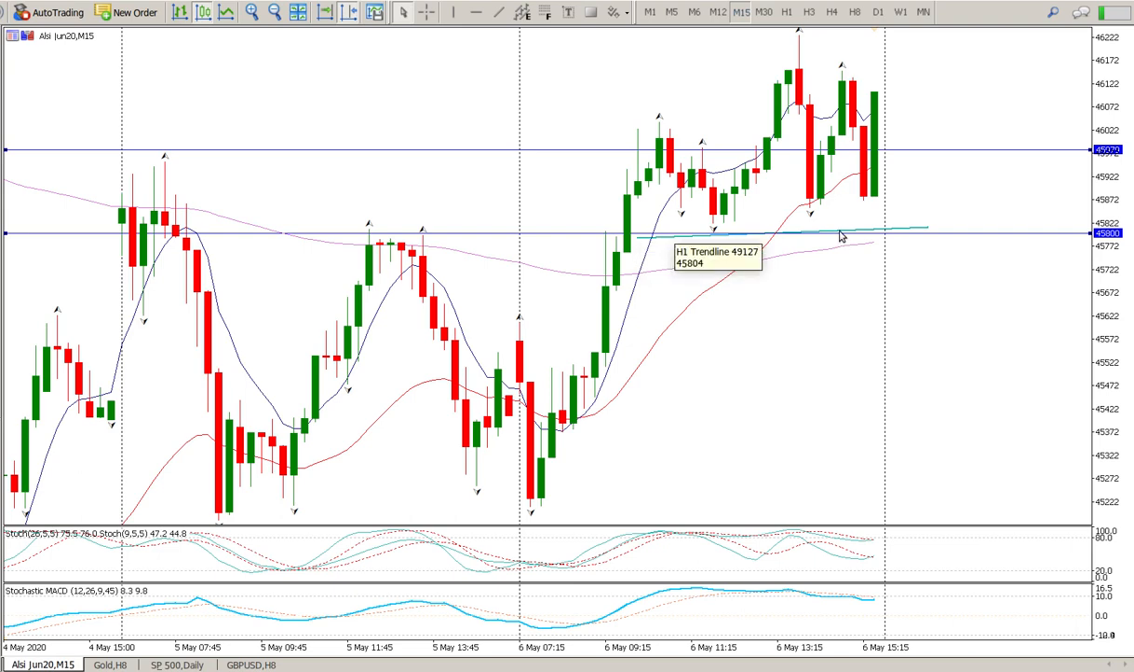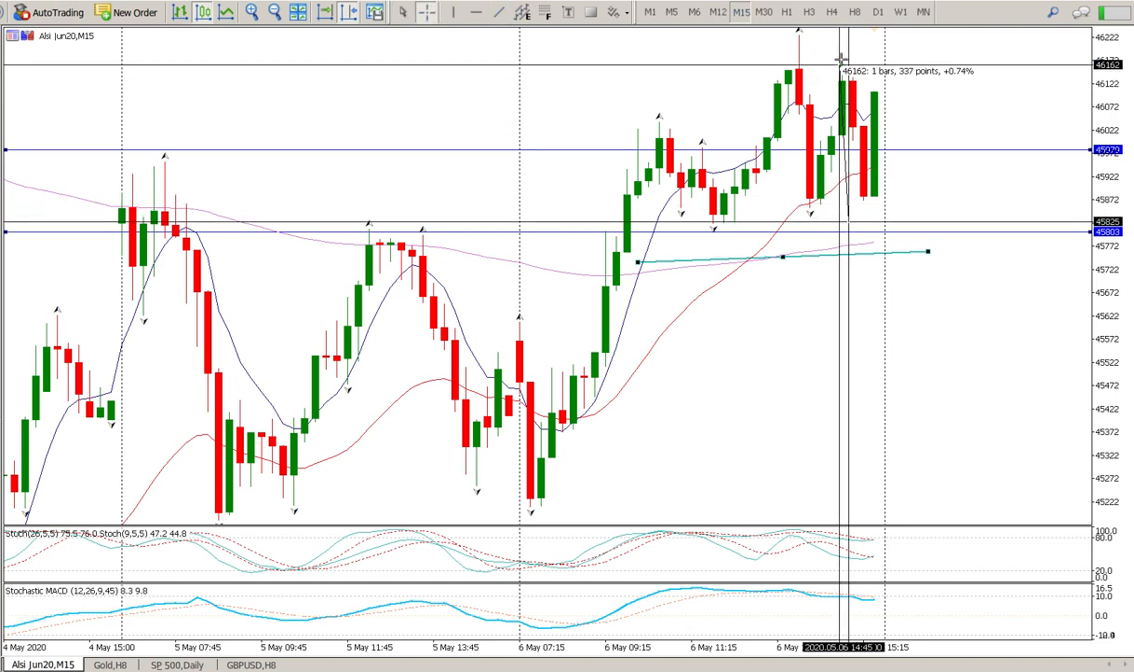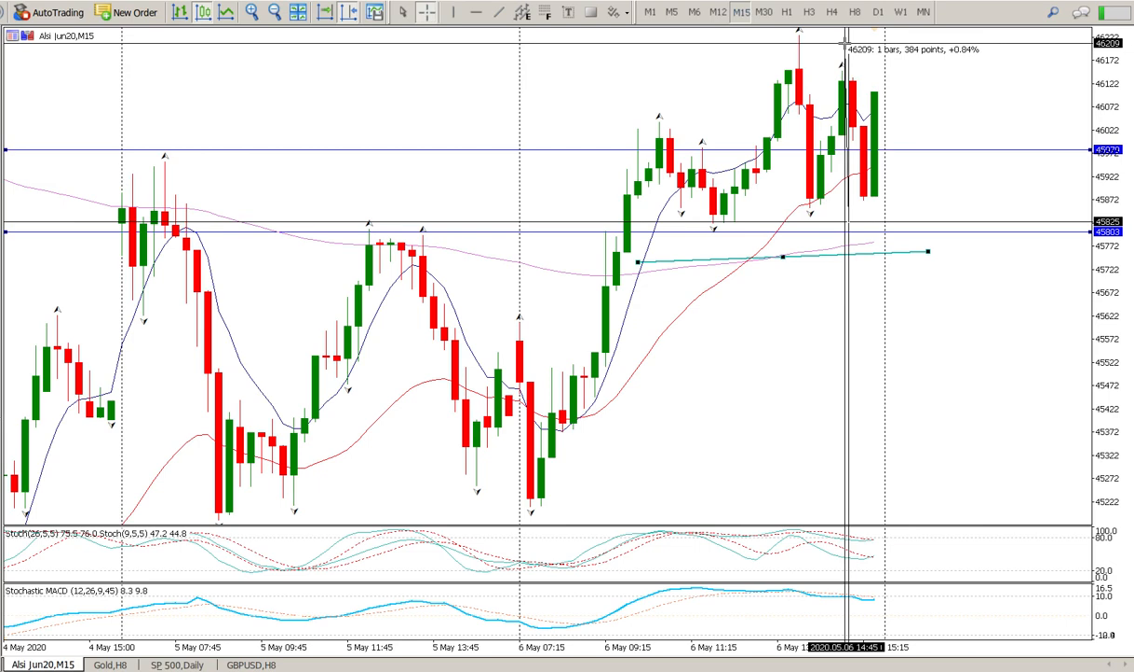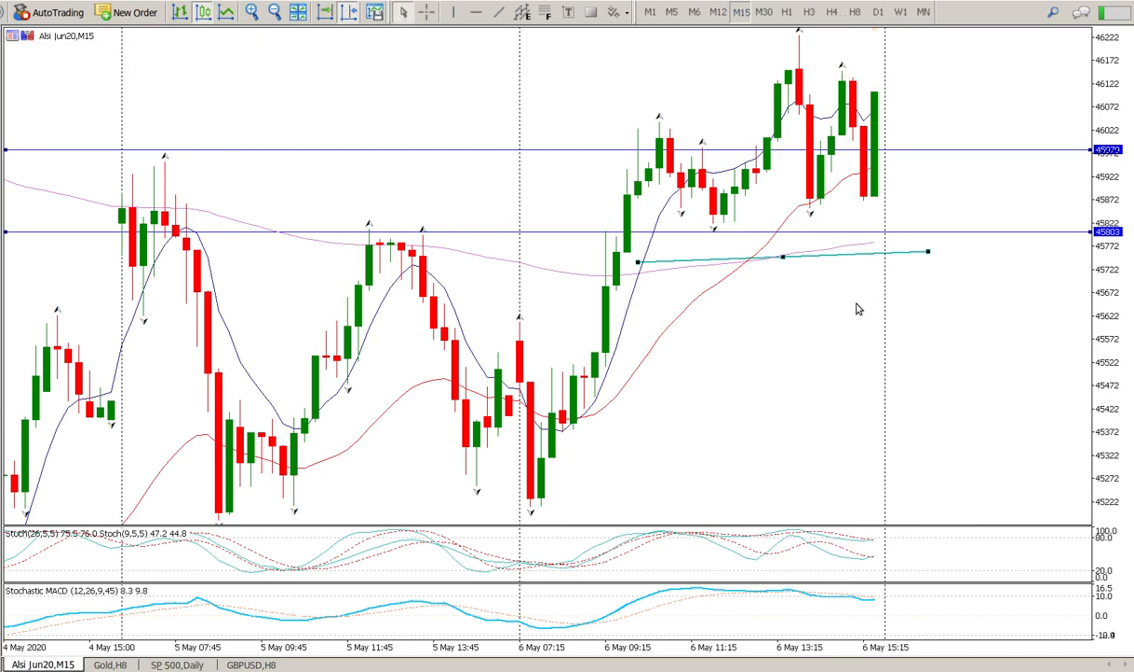So I think what we need to do here is move the entry a little bit. The reason being, if I get in really close here, I've got this level where buyers may step in and I may come up and trigger my stop. The stop area here is pretty big at 365 points right now. So ideally what I want to see is a move below 45,803, so I move down like this, and then I move back up to test this level, and that would be my entry.